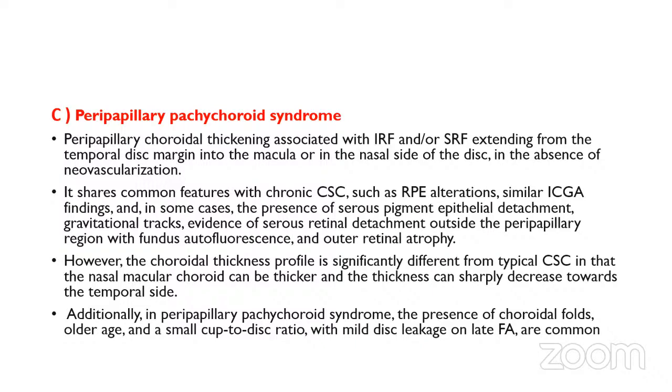However, the choroidal thickness profile is significantly different. This is a point to be noted from typical CSCR, in which the nasal macular choroid can be thicker and the thickness sharply decreases towards the temporal side. Additionally, in peripapillary pachychoroid syndrome, there is presence of choroidal folds. The age group is older as compared to CSCR. There is a smaller cup to disc ratio and mild disc leakage on late FFA. These are the common additional features.